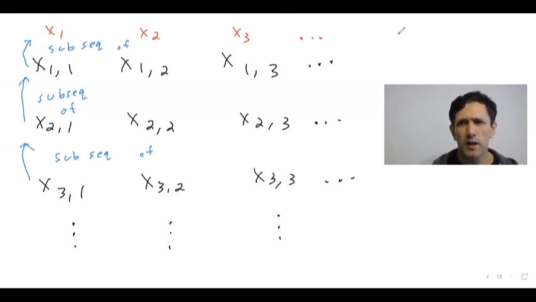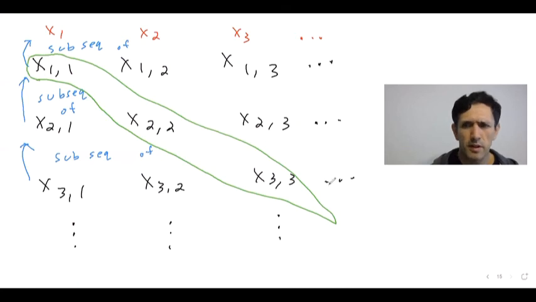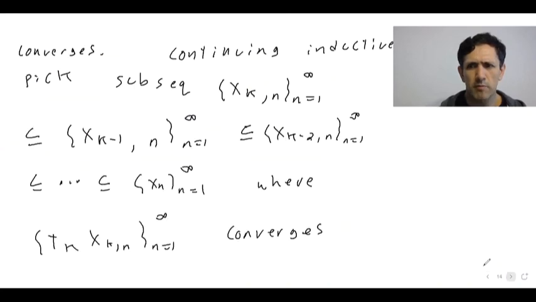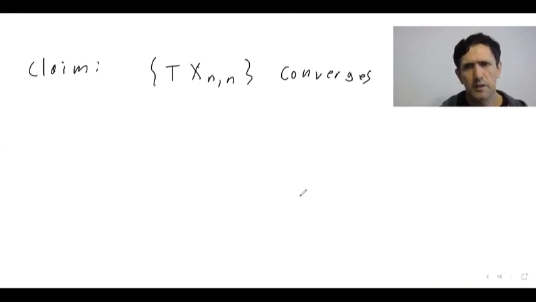All right, so I pick the diagonal. And what am I going to do with the diagonal? Well, I claim that T xnn converges. First, I want to emphasize that xnn is a subsequence of my original sequence. It might be obvious, and that's great. If not, let me make that clear. If you remember, we basically proved that when we did the Banach-Alaoglu theorem.